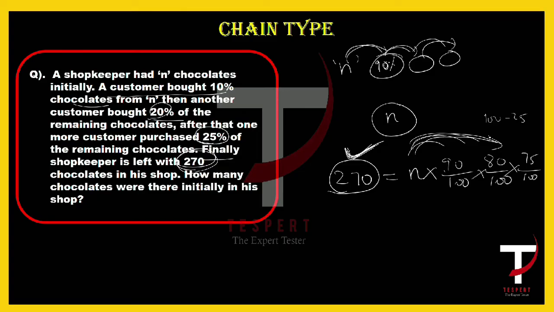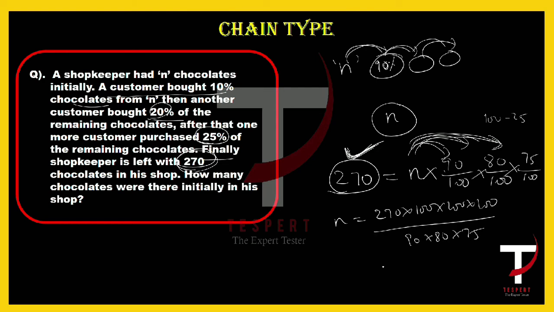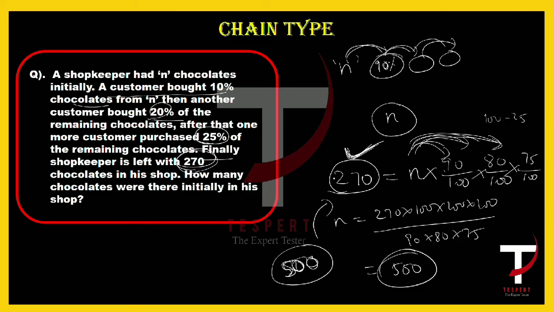So we must calculate n is equal to 270 into 100 into 100 into 100 by 90 into 80 into 75. Calculate, n will be equal to 500. Okay, calculate this, you will get 500. So the initial number of chocolates were 500, and the final number of chocolates are 270. Let's move on to the next slide.